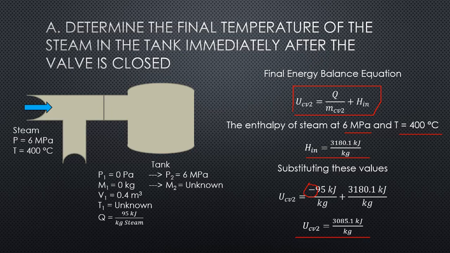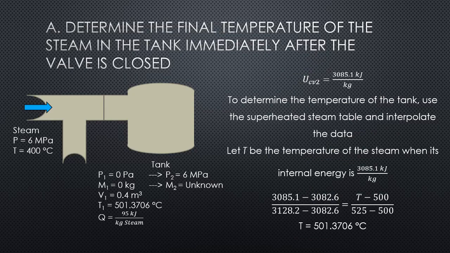To determine the temperature of the tank when its internal energy is equal to this, we can use a superheated steam table and interpolate values from the given table. Let T be the temperature of the steam when its internal energy is equal to 3085.1 kilojoules per kilogram. Thus, by calculation, the final temperature of the tank is equal to 501.37 degrees C.